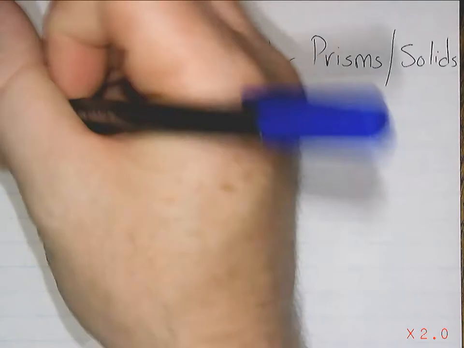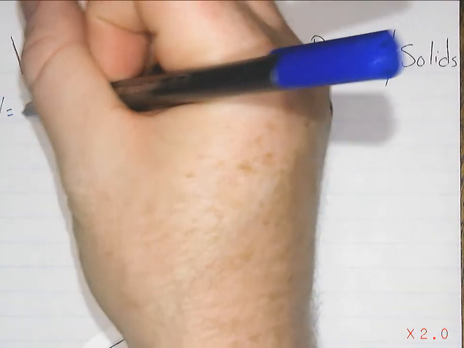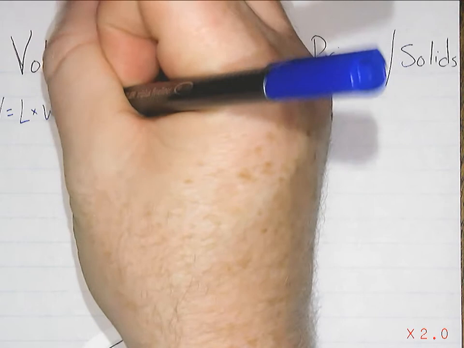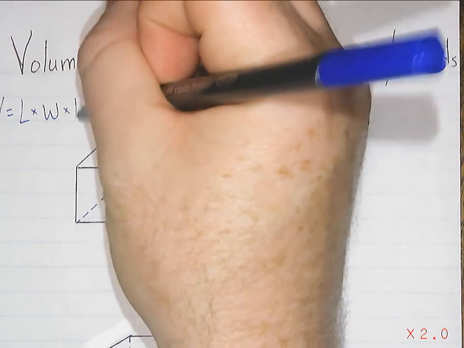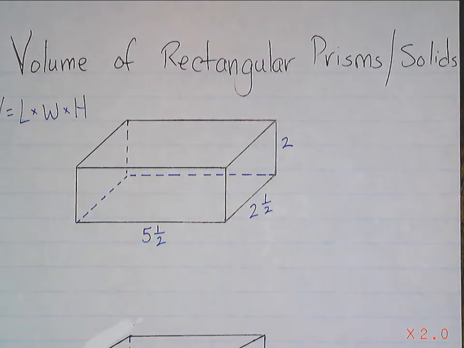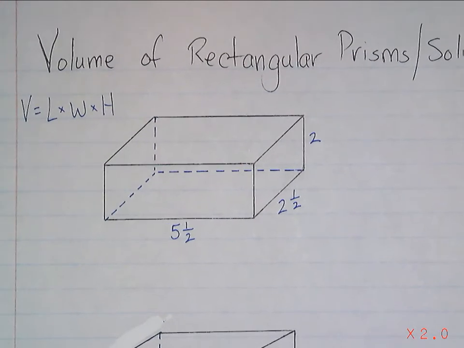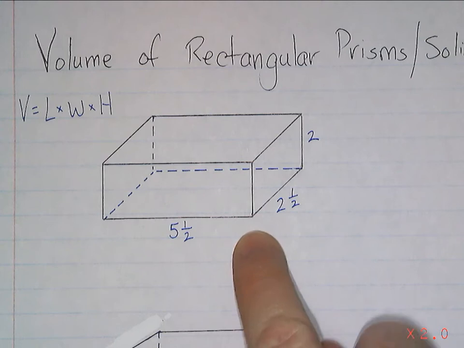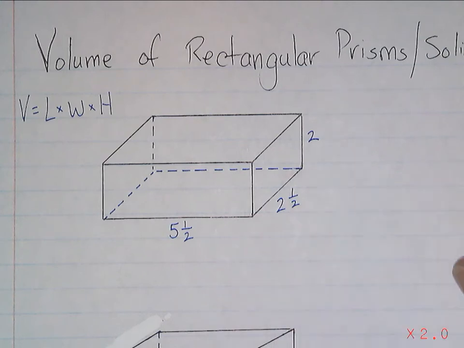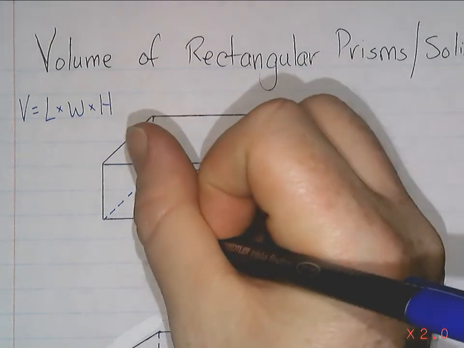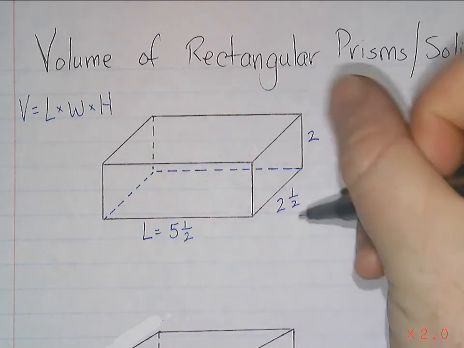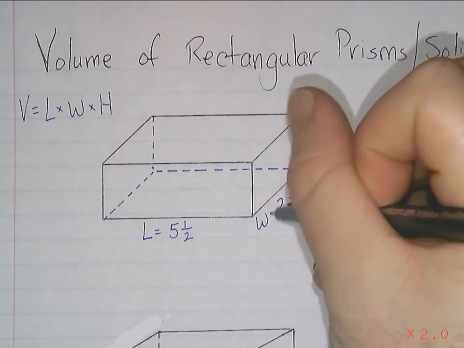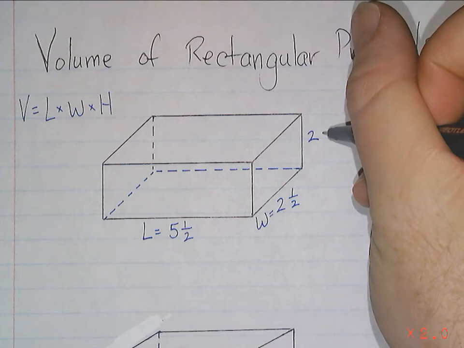Alright, so the volume is simply going to be length times width times height. That's it. Length times width times height. So you're going to multiply all three dimensions of the prism: the length, the width, the height. Sometimes these will be labeled. Sometimes they won't. And that's okay if they're not labeled.